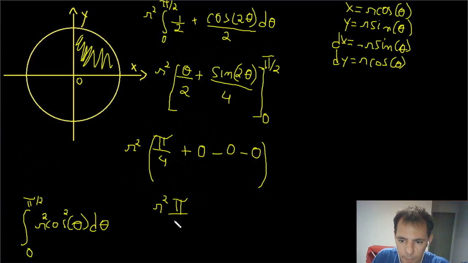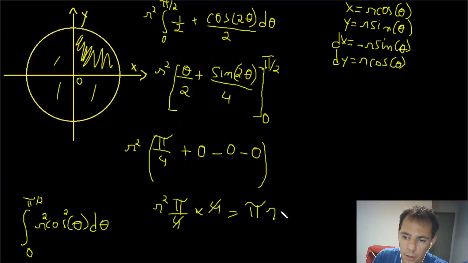Okay? There you go. Now, you want the area of the entire circle. So you multiply this by 4. These two cancel each other, they simplify. And what are you left with? Pi r squared, which is the area of the circle. And there you go.